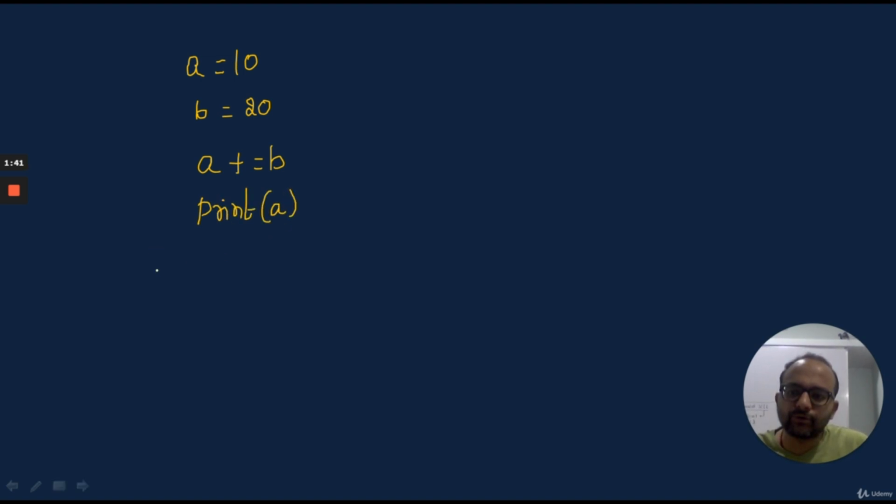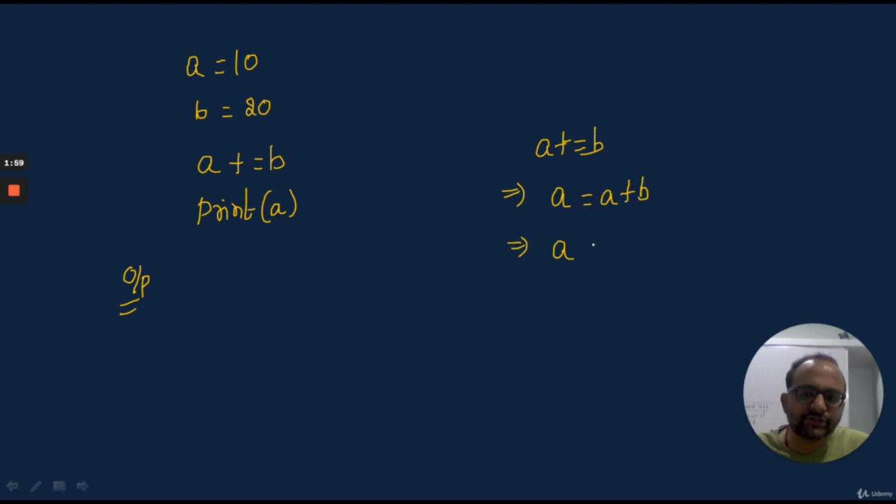So what is the output for this code? What is the corresponding output? You can observe here A plus equal to B means it is evaluated like this. A is equal to A plus B, which means A is equal to 10 plus 20, and the A value will finally become 30, and then the output will be displayed as 30.